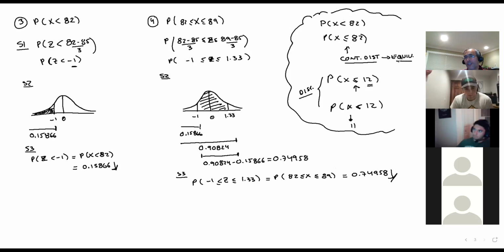Right. If you are talking about discrete distributions, like the binomial, geometric, hypergeometric, in that case it is different. And it sometimes can be completely different, guys. Got it? But when we are talking about continuous distributions, it's exactly the same. We don't make a distinction between smaller or smaller or equal, or greater or equal. Make sense to everyone?